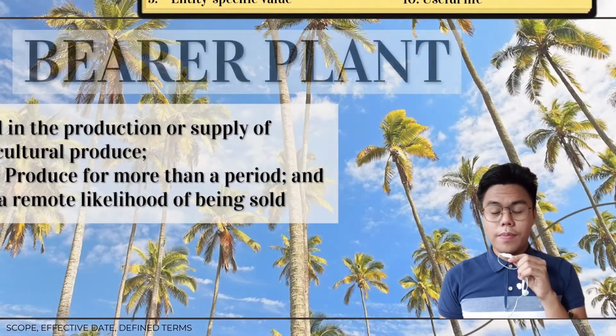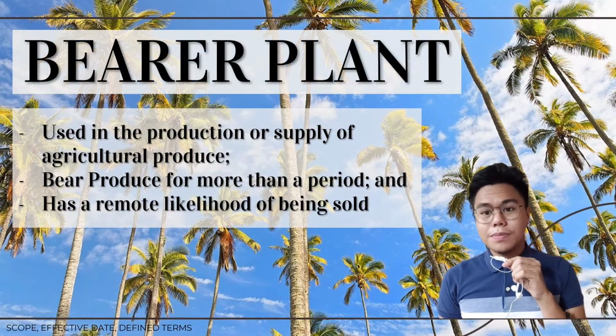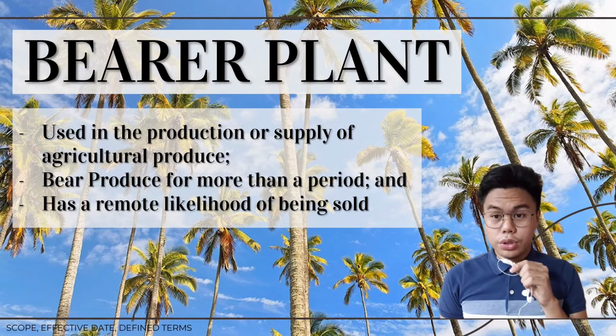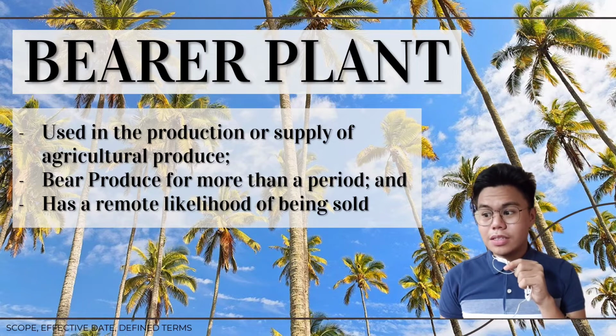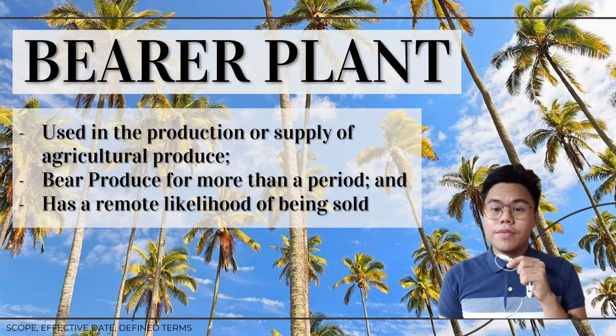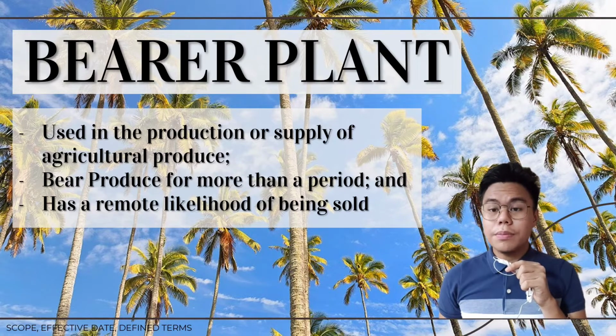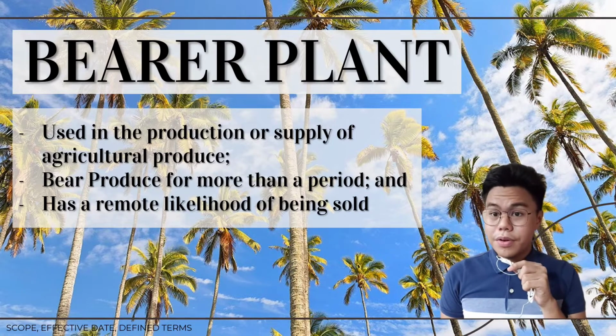First, we have the bearer plant. A bearer plant is basically an asset used in the production or supply of agricultural produce, such as this wallpaper shown here, a plantation of coconut trees. Bearer plants bear produce for more than one period, and have a remote likelihood of being sold.